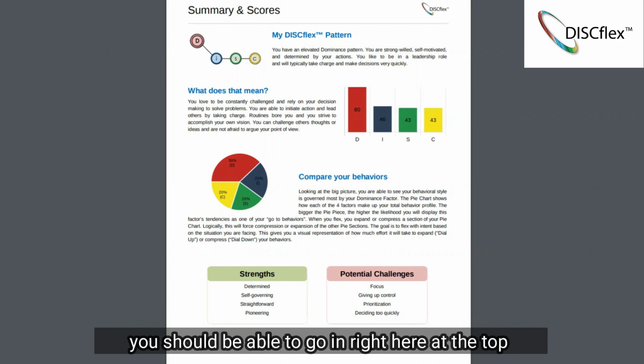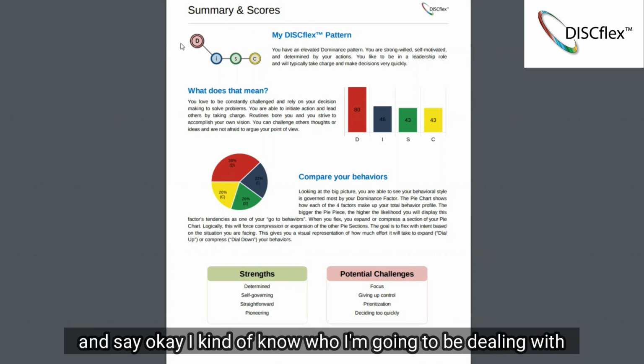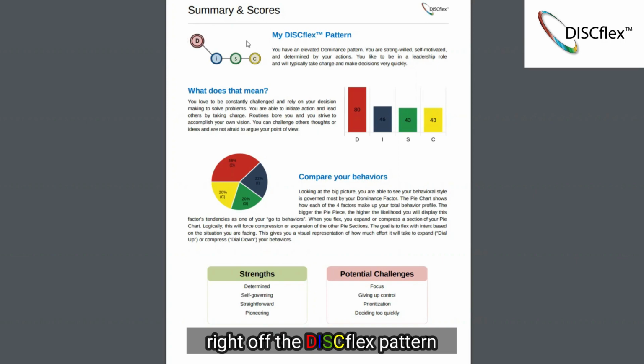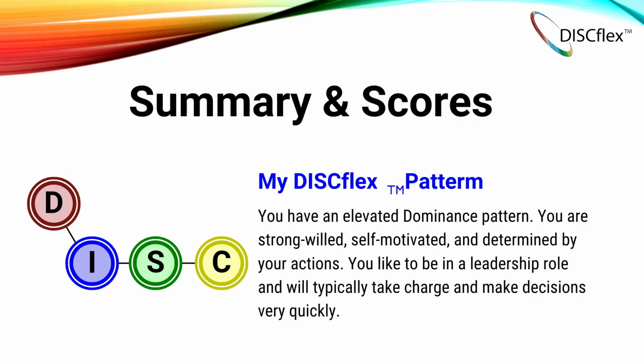You should be able to go in right here at the top and say, okay, I kind of know who I'm going to be dealing with right off the DISCflex pattern. Susan Sample, who we're talking about here today, is an elevated dominance pattern. She's strong-willed, self-motivated, and determined in her actions. She likes to be in a leadership role and will typically take charge and make decisions very quickly.